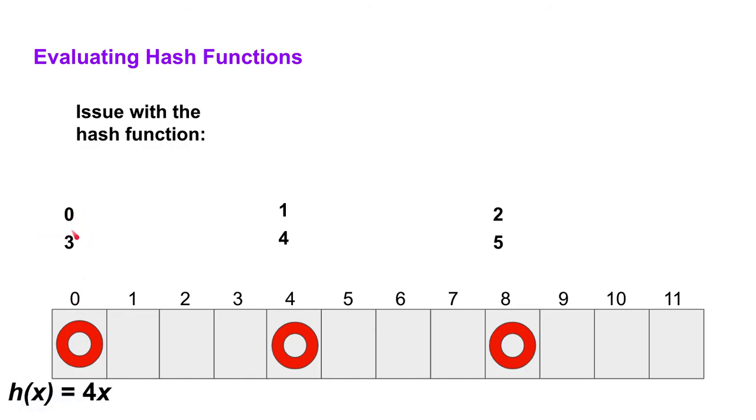And more horrifyingly, if you keep counting up, this will just keep happening. So 4, the next number: 4 times 4 is 16. Mod 12 is 4. So 4 and 1 map to the same bucket 4 down here. Similarly, 5 times 4 is 20. Mod 12 is 8. So 5 and 2 get mapped to the same bucket down here. And no matter how many times you keep counting, you will see this pattern where only buckets 0, 4, and 8 end up getting used.